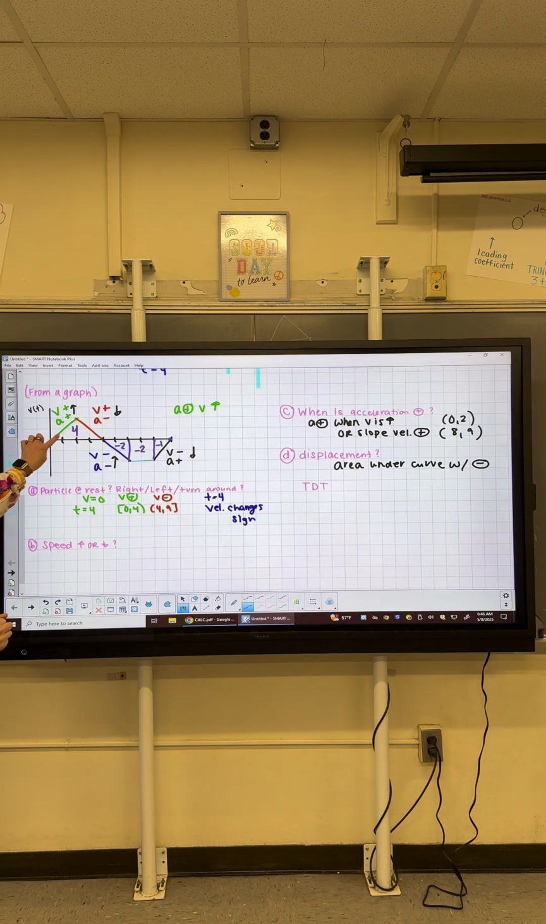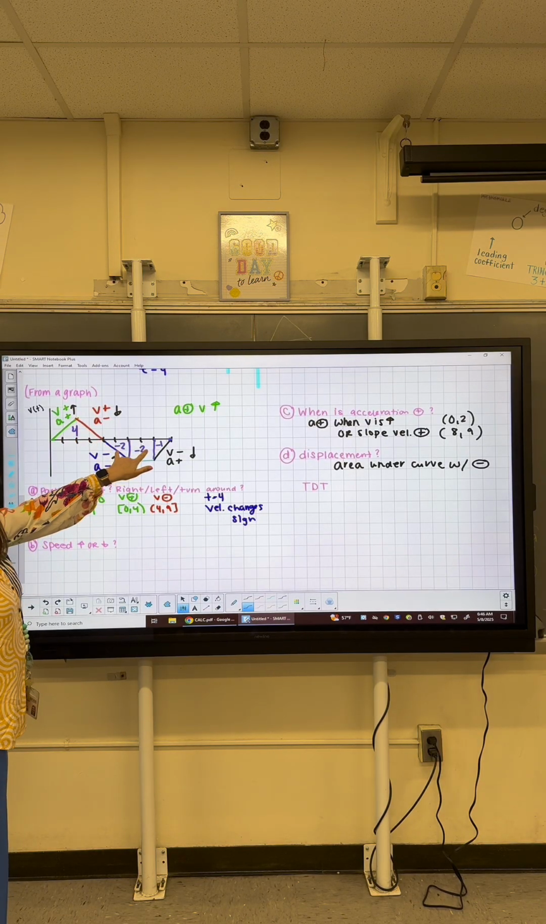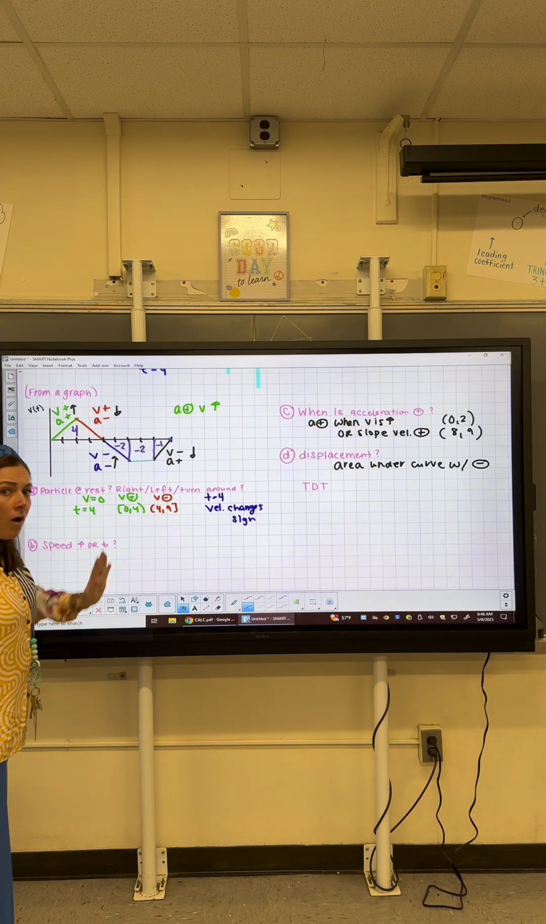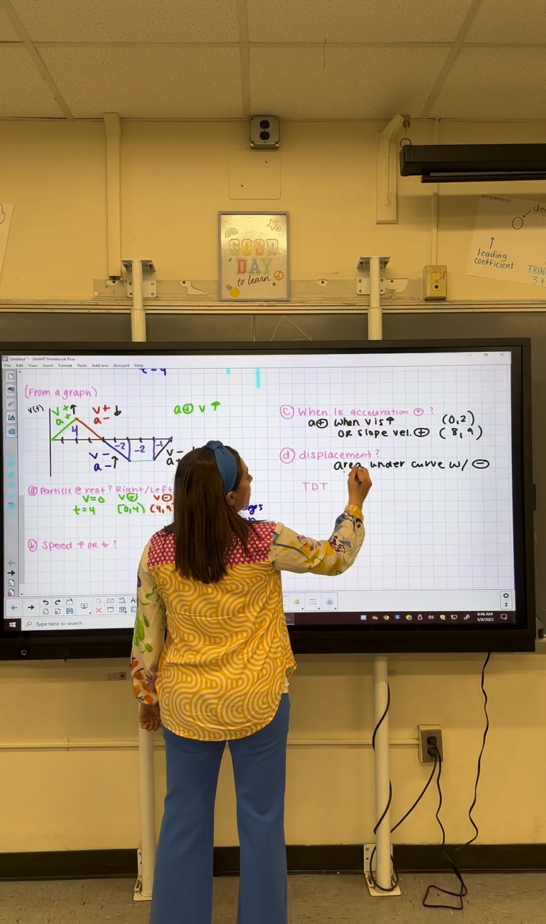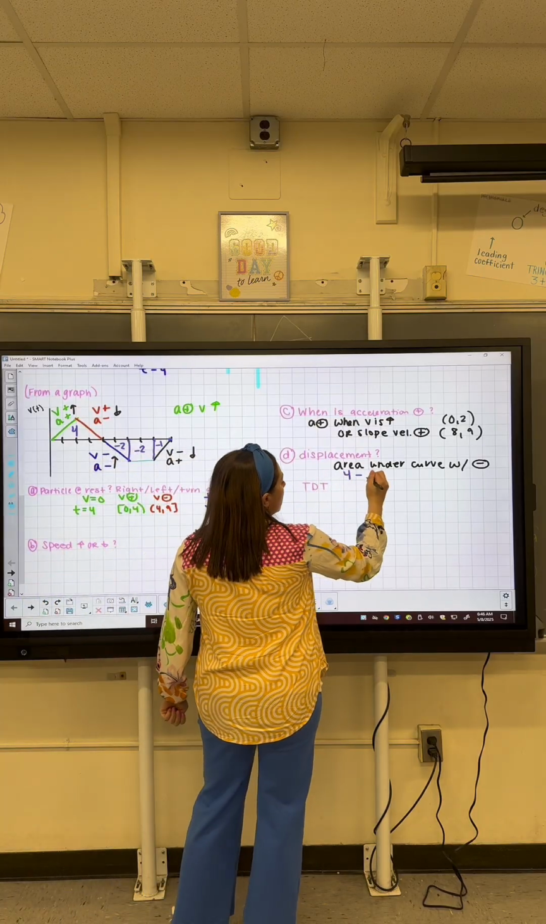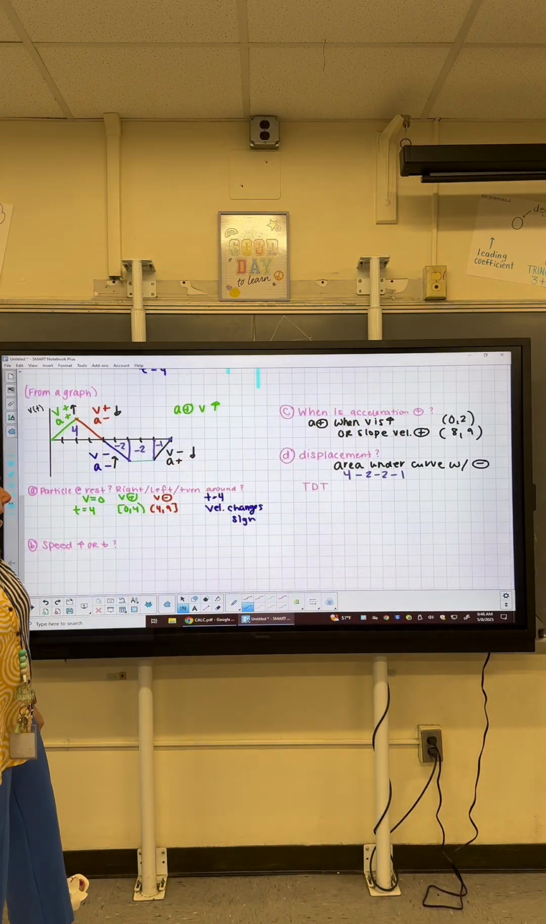So the displacement, we're going to keep all the signs. My advice to you is negate anything that is under the x-axis, like all the time. So if we add all these up, it's going to be 4 minus 2 minus 2 minus 1. So what is that? Negative 1.